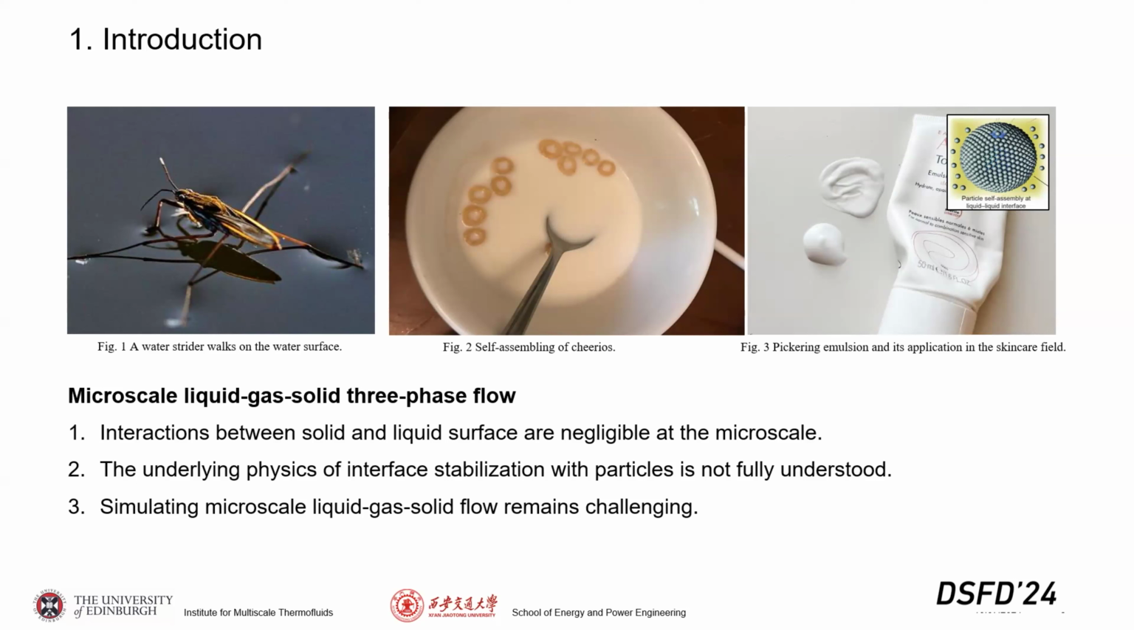People also found that micro and nanoparticles at the droplet interface can make the whole system stable. Based on this, people have developed the Pickering emulsion, which is widely used in the chemical fields, like skin care products, and can also be used as a catalyst.